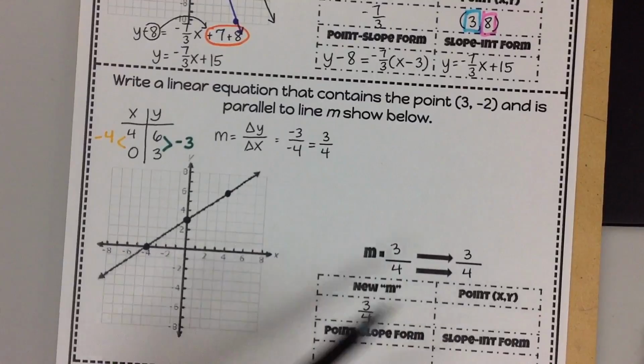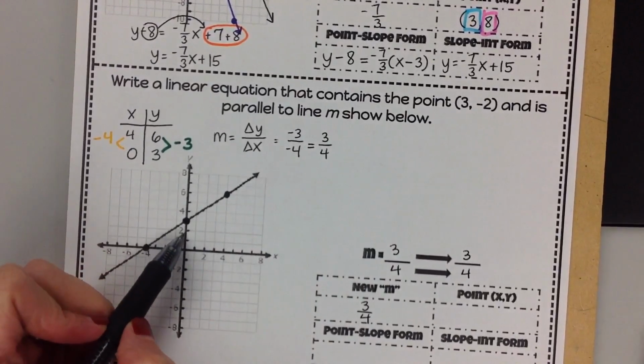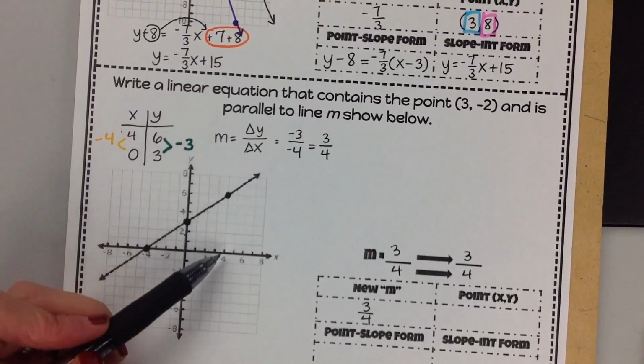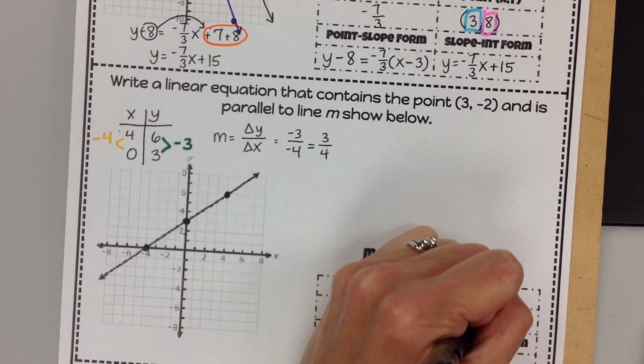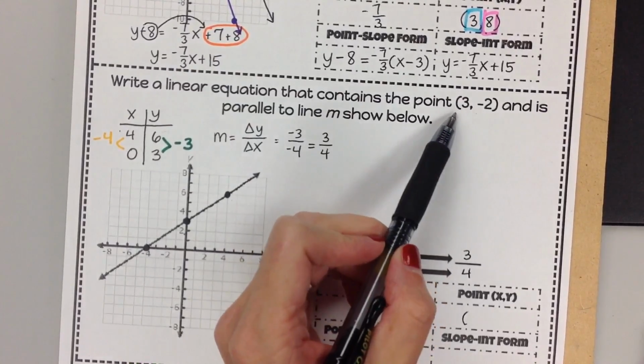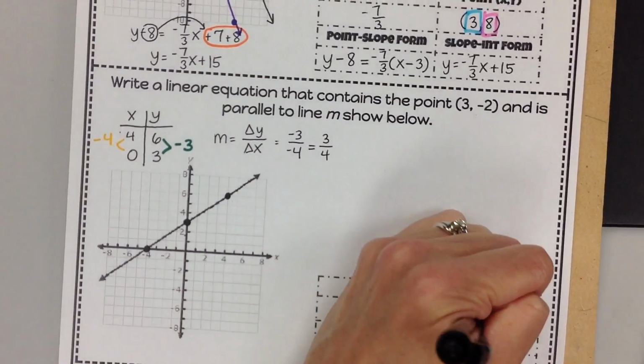I cannot use my y-intercept. So I'm going to just make it simple and use the other point in my table. I'm going to use 4, 6. Oh no, I'm sorry. You're not going to use 4, 6. You have to use the point they gave you. Whew. Usually you're going to use 3, negative 2.